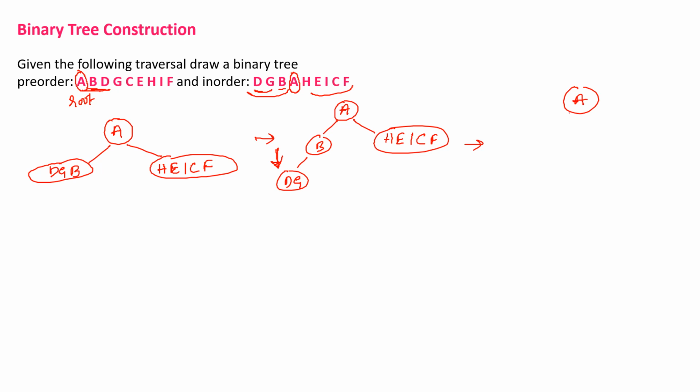So A is the root node, A's left child is B, and B's left child is D. Now we have to decide whether G is the right child or left child of D. For that, check the inorder. In the inorder traversal G is present to the right of D. So that means D's right child is G, and in the right subtree we have nodes H, E, I, C, F.